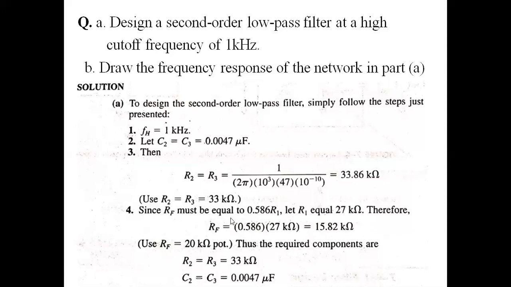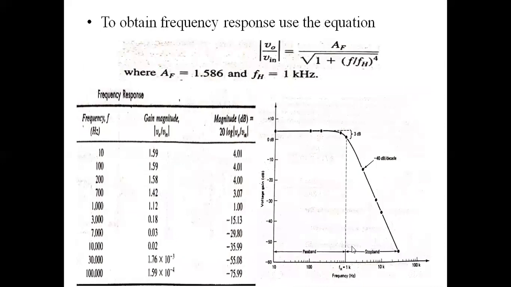And for tuning, you can use a 20 kilo ohm potentiometer once again. Thus, the required components are: R2 and R3 equal to 33 kilo ohm, and C2 and C3 equal to 0.0047 microfarad. Similarly, when you choose R1 as 27 kilo ohm, the value of RF becomes 15.8 kilo ohm, and a suitable 20 kilo ohm potentiometer is used to tune it.